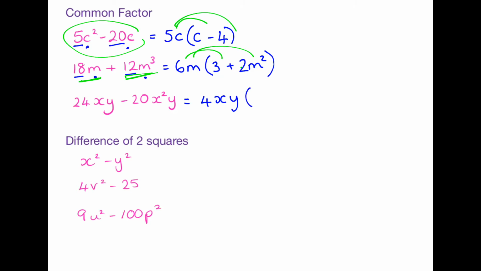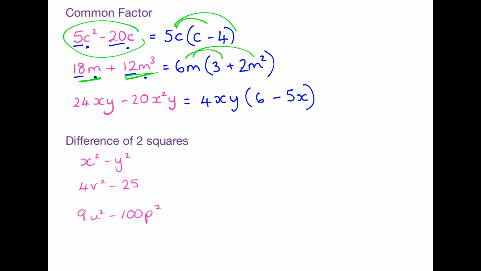And then inside the bracket, 4xy times what we're putting at the beginning has to be 24xy. So that must just be 6. And then what we put at the end of the bracket has to multiply by 4xy to give us negative 20x squared y. So we need a minus. 4 times 5 is 20. X times x is x squared. And we've already got the y.